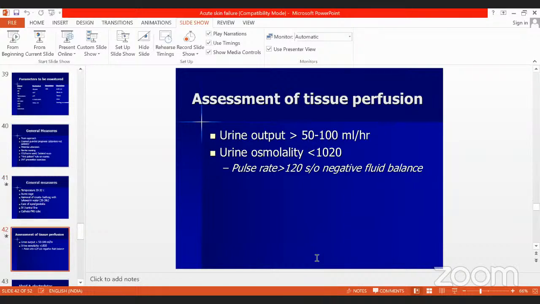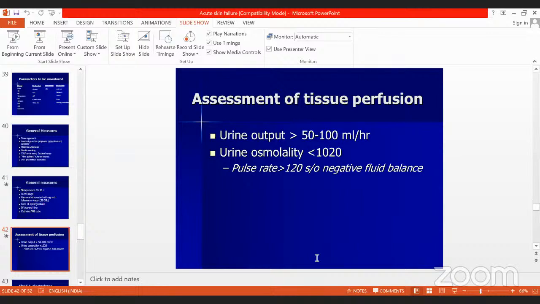An easy way to maintain and assess tissue perfusion is urine output. Thumb rule is if you have a urine output of 50 to 100 ml per hour, then there is adequate tissue perfusion. This is a good thumb rule to remember in all cases. We're talking about hypovolemic shock. So if you're having urine output of 50 to 100 ml per hour, then you're having good tissue perfusion.